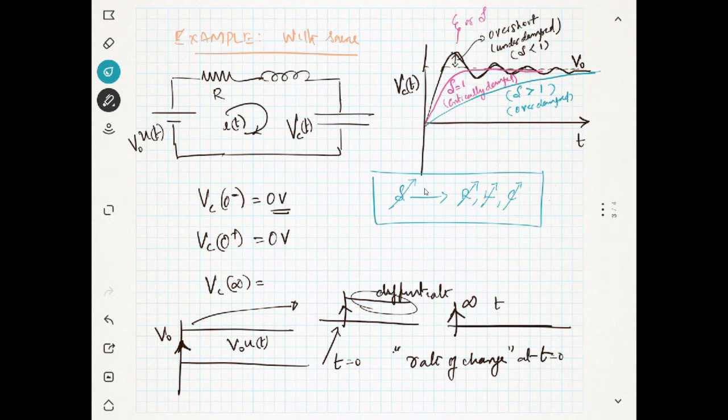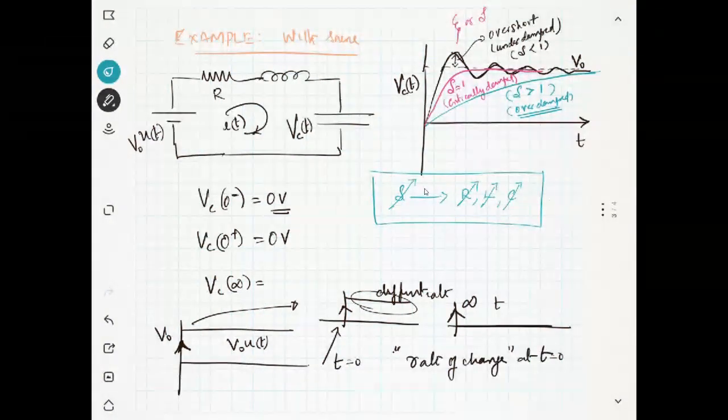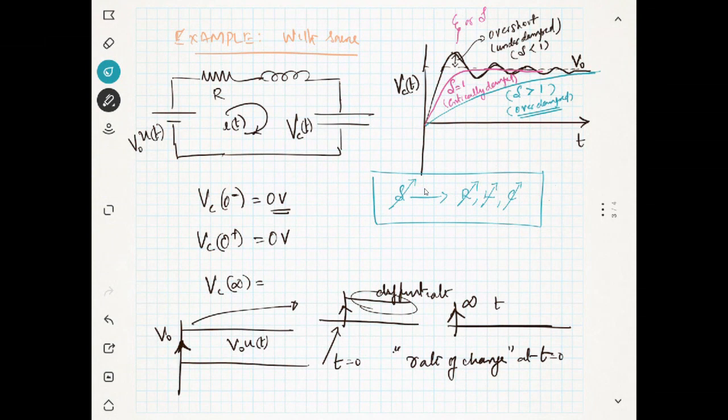Doctor, we have also overdamped, right? Yes, I have already explained overdamped. This is overdamped, you see. Overdamped means the delta is greater than 1. That means your damping is very high.